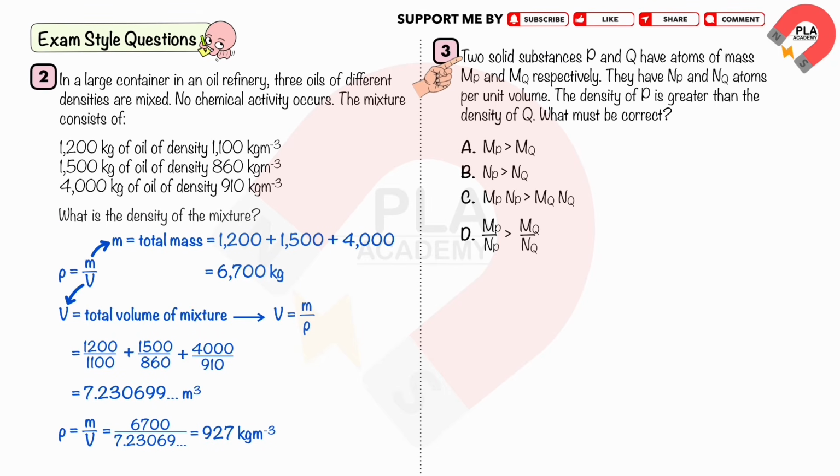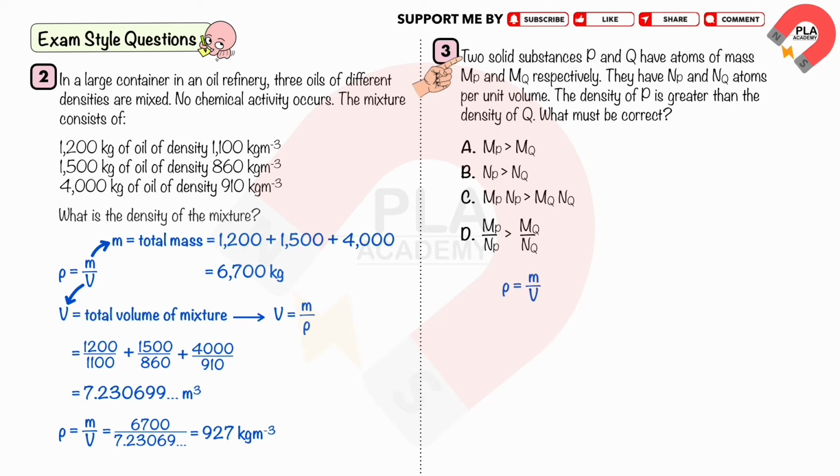Exam style question 3. 2 solid substances P and Q have atoms of mass MP and MQ respectively. They have NP and NQ atoms per unit volume. The density of P is greater than the density of Q. What must be correct? We calculate the density by ρ equals m divided by v.